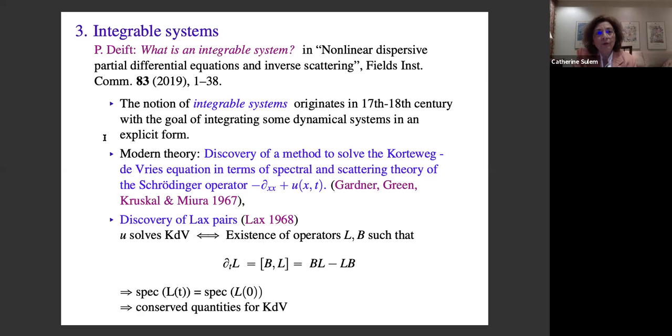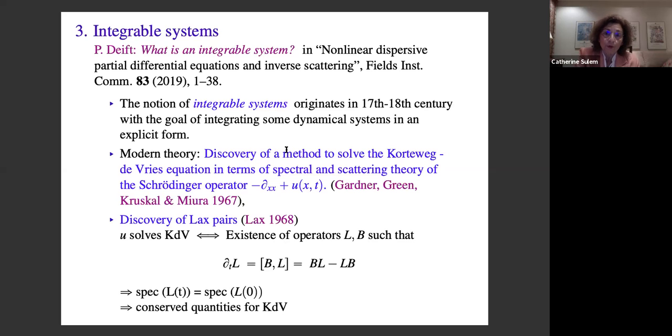Now, the notion of integrable systems originates in the 17th and 18th centuries, with the goal of integrating some dynamical systems in explicit form. The modern theory of integrable systems is attached to the discovery in the 60s of a method to solve the Korteweg-de Vries equation in terms of the spectral and scattering theory of the Schrödinger operator -∂xx + u, where u is a solution of Korteweg-de Vries. That was the beginning of inverse scattering and the seminal paper by Gardner, Greene, Kruskal and Miura.